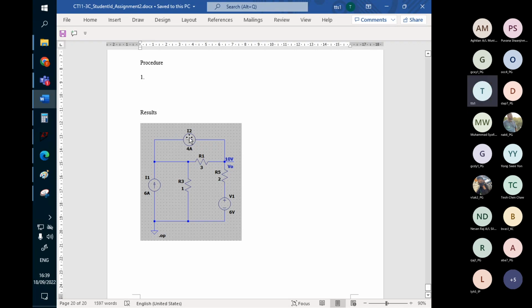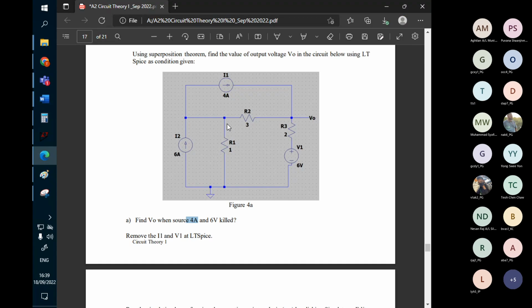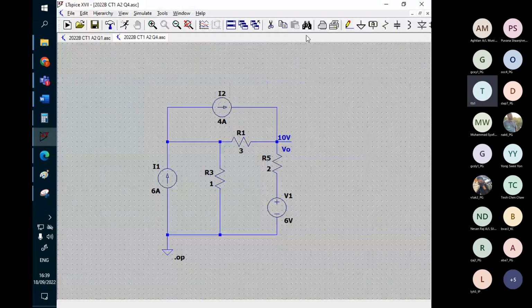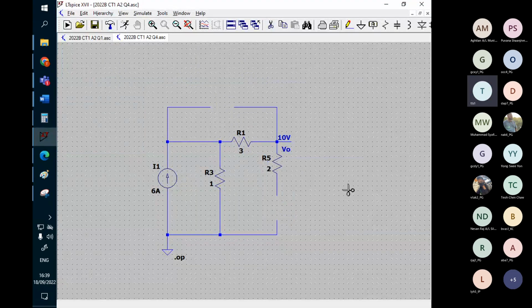4 ampere. Q means delete it. 6 volt also delete it. But we still have this resistor here. We cannot just leave it open, that means no current flows through and this one has no effect. Therefore, we need to connect a wire.